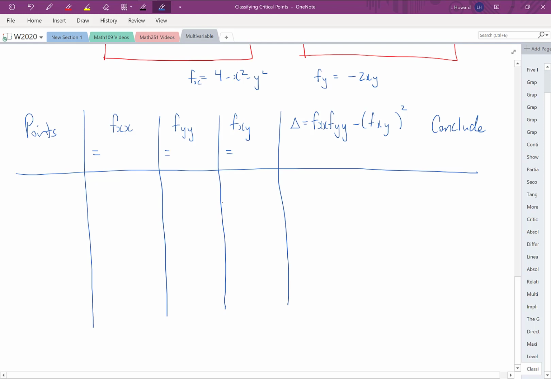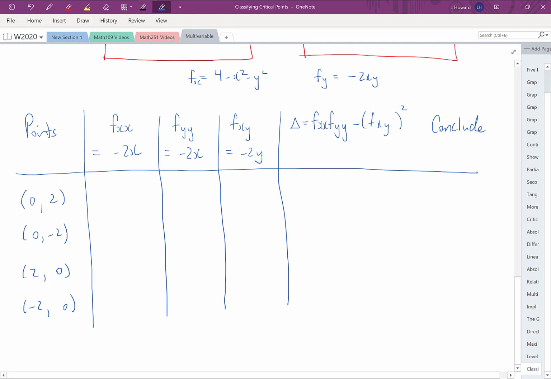Okay, so there we go. So let's put our points in here before we do anything else. So the points were 0, 2, 0, negative 2, 2, 0, and negative 2, 0. So I've just put them down here in no particular order. All right, so let's calculate our second order partial derivatives. F sub xx is going to look like negative 2x. F sub yy is also going to look like negative 2x, just sort of a fluke that comes out the same as f sub xx. And then f sub xy is negative 2y.